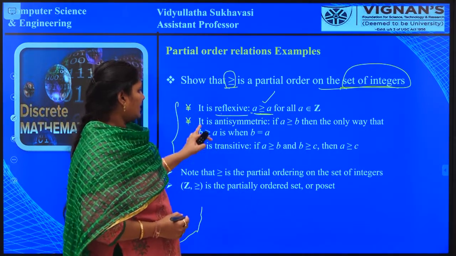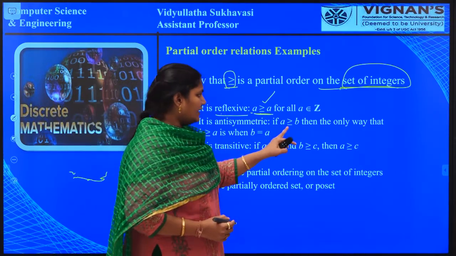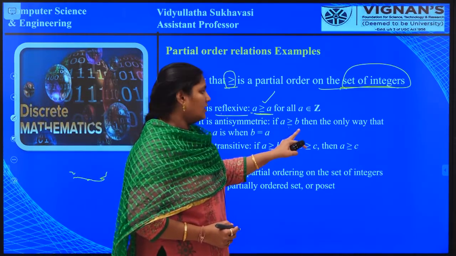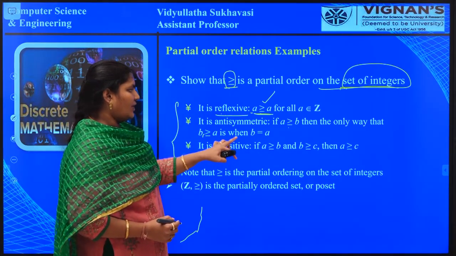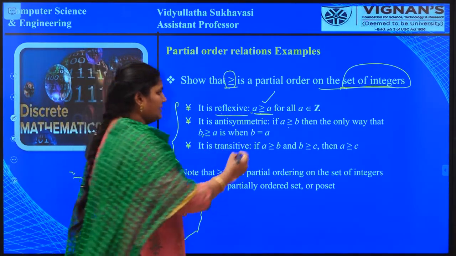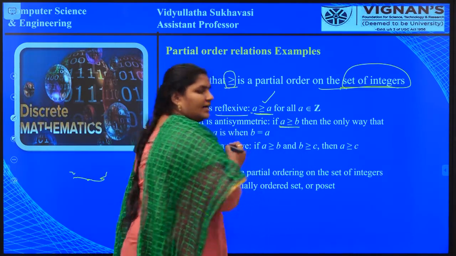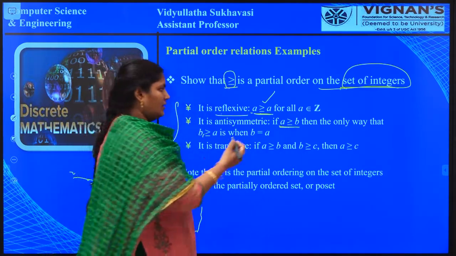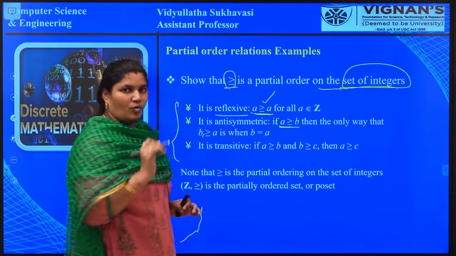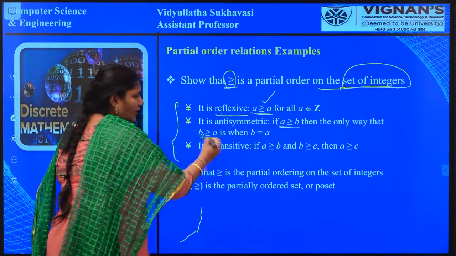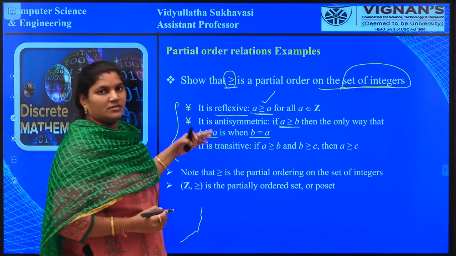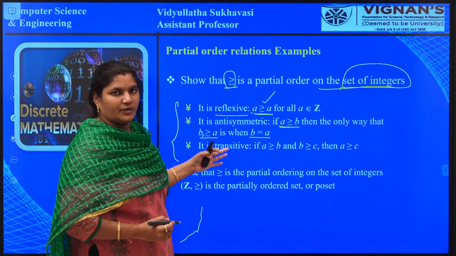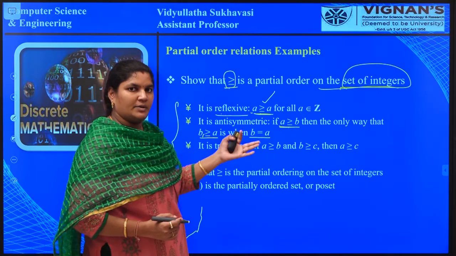In the same way, antisymmetric. If A is greater than or equal to B, then the only way that B is greater than or equal to A is when B equals A. That means suppose you have taken A greater than or equal to B, this will be possible only when B is greater than or equal to A and B equals A. Then only the antisymmetric property will be satisfied.